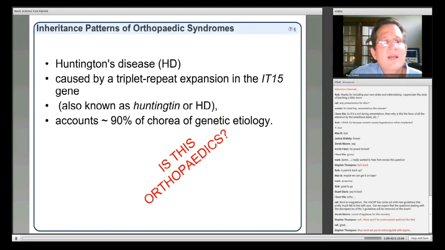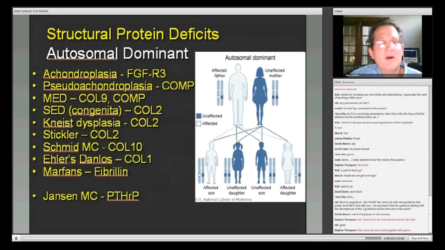Well, they're describing Huntington's disease, and that's caused by a triplet repeat expansion of the IT15 gene, also known as Huntingtin or HD, and it accounts for 90% of the chorea of genetic etiology. That part's not the orthopedics. The stuff they want to know about is the inheritance.